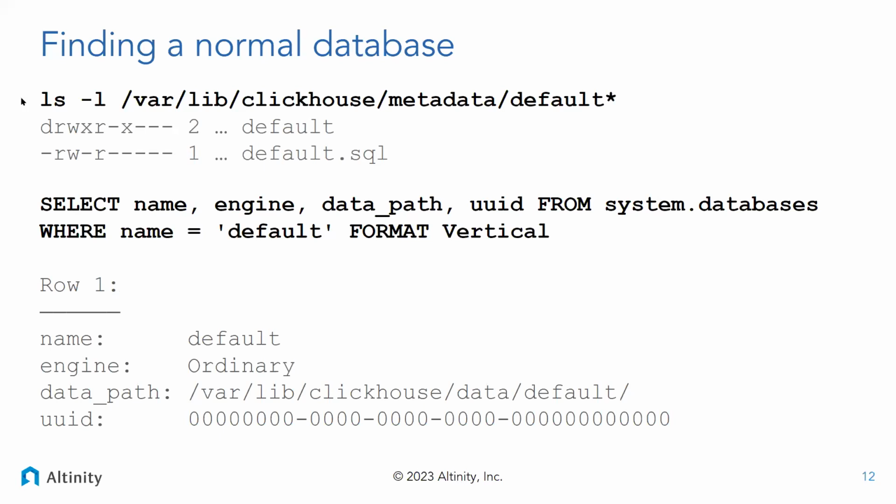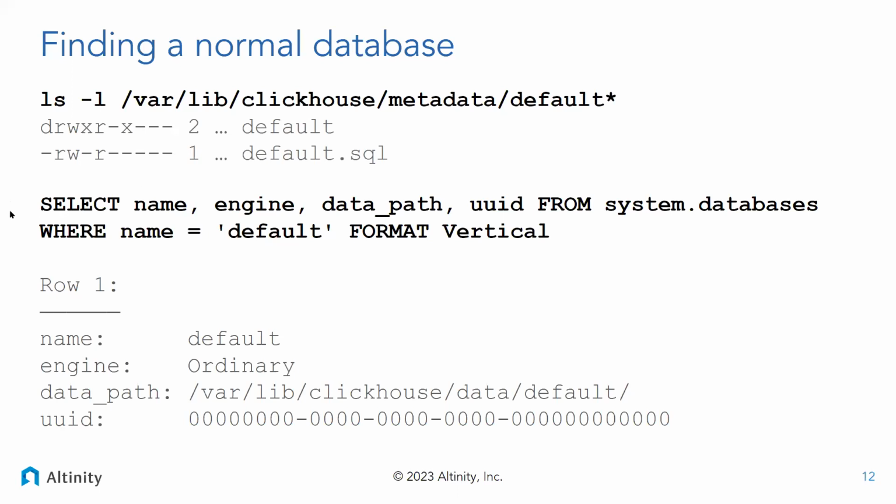What we're going to do is try and find it. The first thing we'll do is an ls -l. Actually, that should be an ls -ld to keep it from expanding into the directories. But we'll see a default directory. That's where the tables are going to be under that. And then we'll see default.sql, and that will be the command to create that database.